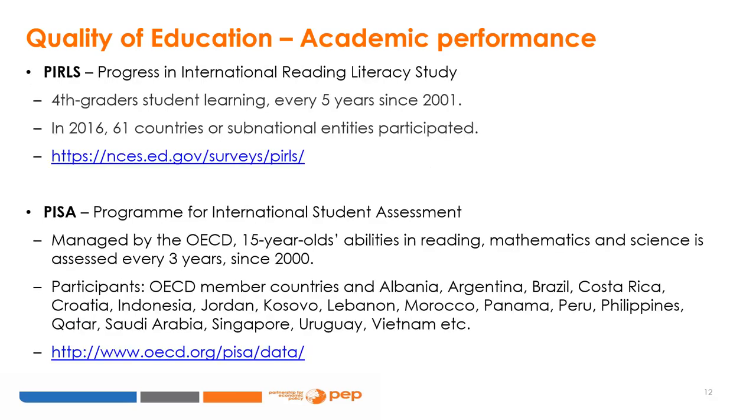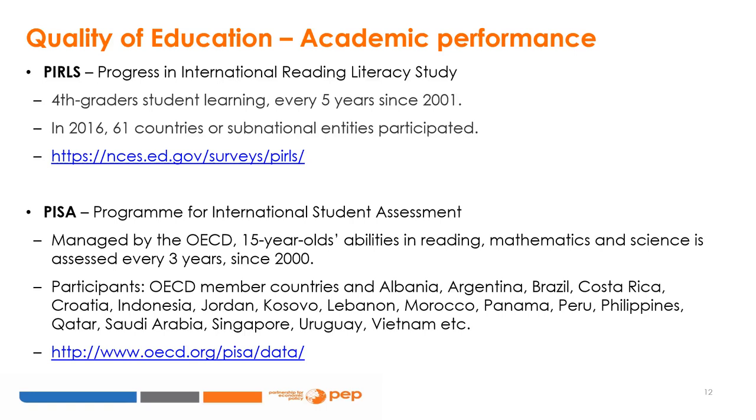The second source of data is PIRLS, or Progress in International Reading Literacy Study. PIRLS is an international comparative assessment that has measured 4th graders' reading levels every 5 years since 2001. And the third source of data is PISA, Program for International Student Assessment.